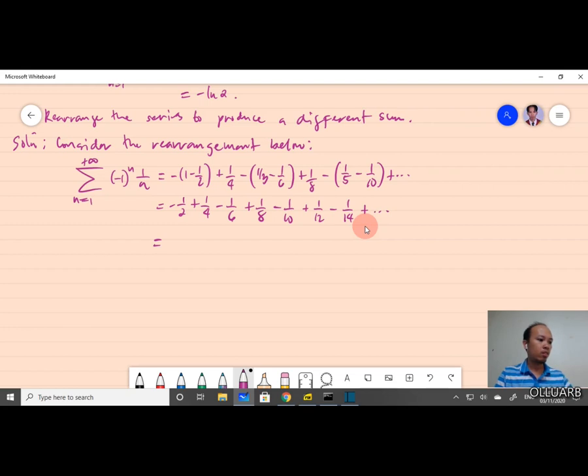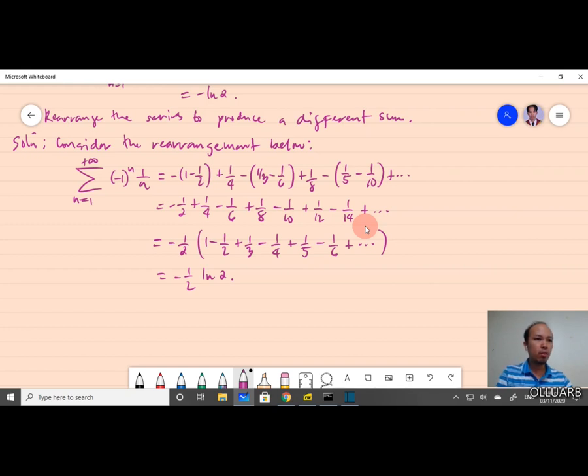Okay, so as you can see here, factor out negative 1 half, and what remains here becomes 1 minus 1 half plus 1 third minus 1 fourth plus 1 fifth minus 1 sixth plus that and so on. And as you can see, if you evaluate this one, this is ln 2.